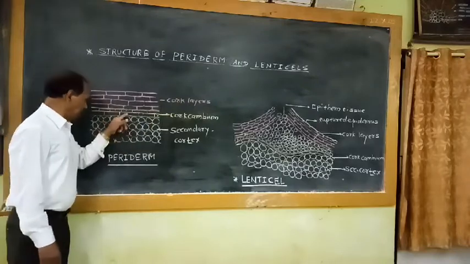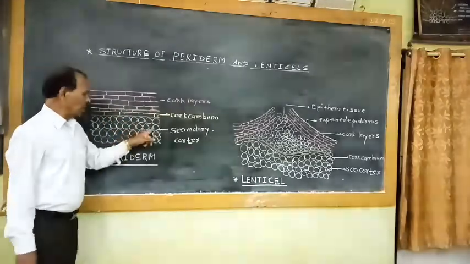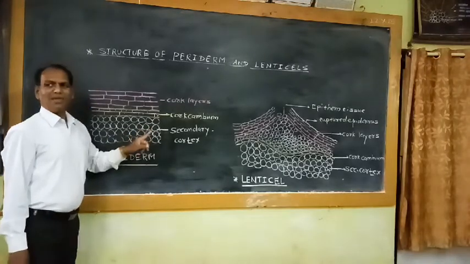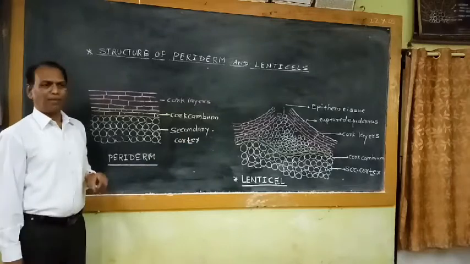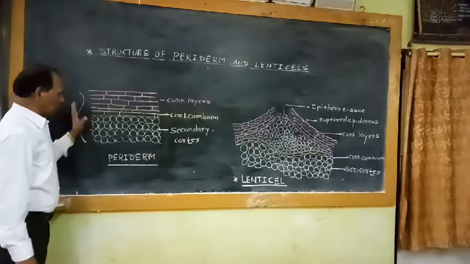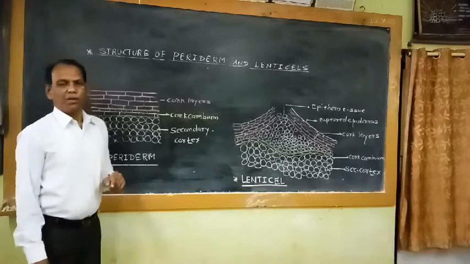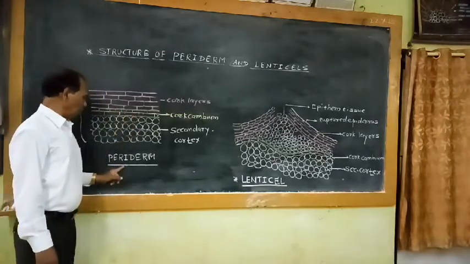At the same time, the inner layer of cork cambium divides, redivides and produces parenchyma cells. These are known as secondary cortex cells or secondary parenchyma cells. That means this three-layered zone of cells, which is produced in the secondary growth process, is commonly known as periderm.